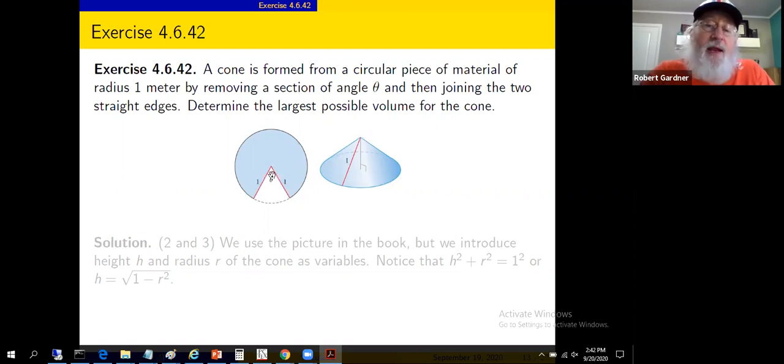If we cut out a narrow little sliver, then we're going to get a cone with a large base radius, but not a very big height. If we cut out a whole lot, so maybe we make theta a little bit less than 2 pi, and we actually take a little slice here, then you're getting a really tall cone, but the base radius will be really small. So it's a balancing act between the two.